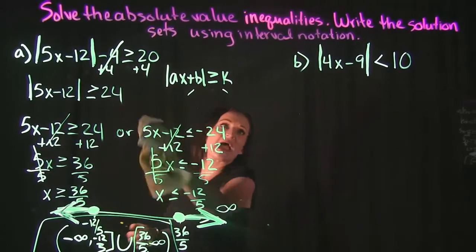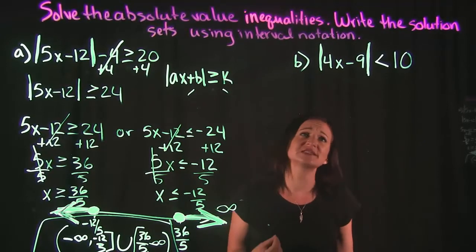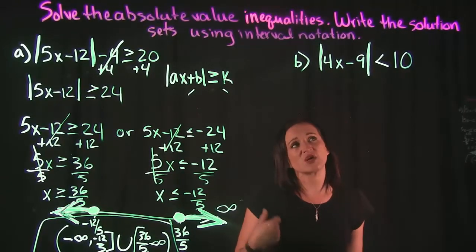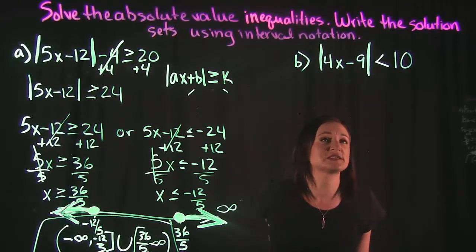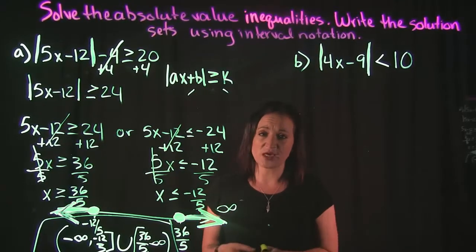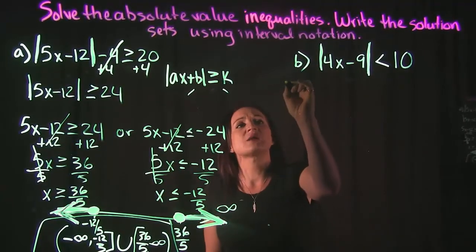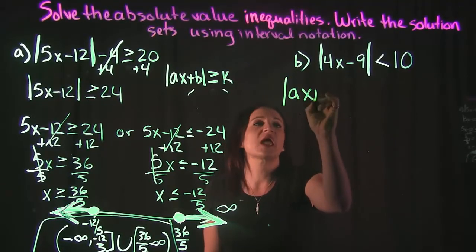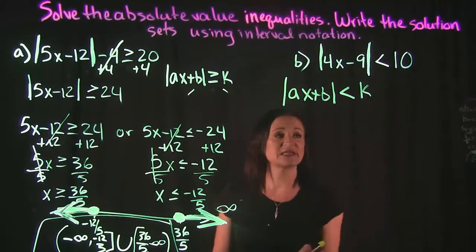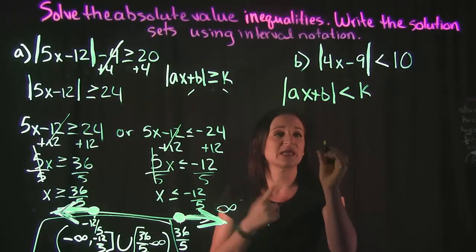If I'm taking a look at example B, I see that I have the absolute value of 4x minus 9 is less than 10. All right, so I see that our absolute value is already by itself on the left-hand side of the problem. There's no tweaking that needs to be done with this one. But let's make sure that we understand how we break this into our two separate inequalities. For this particular absolute value problem, this is set up in the form ax plus b less than some number. And when you're given this type of problem, this is how it gets split up.